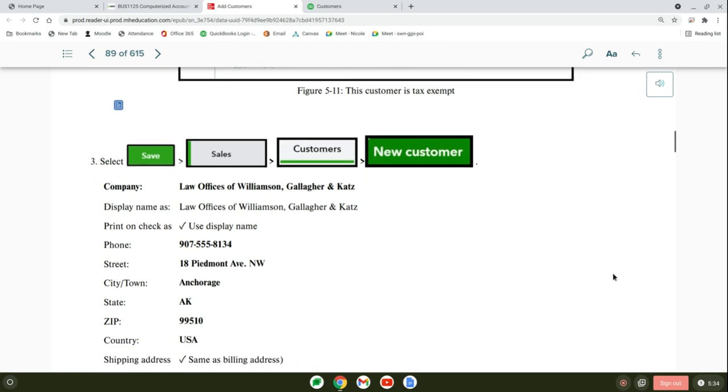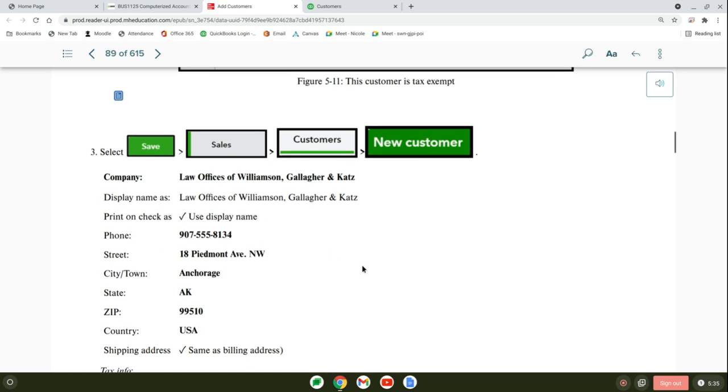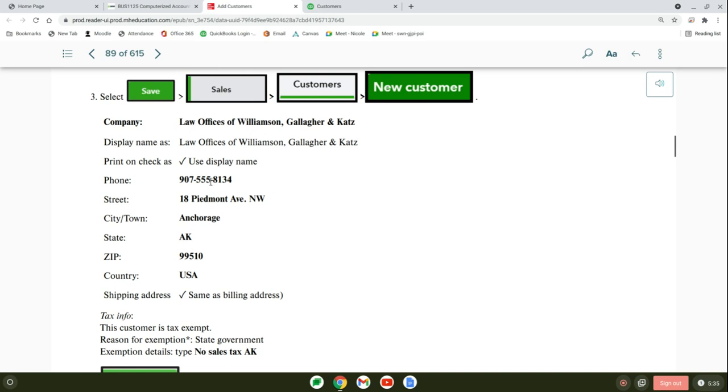Now here's the second one, law offices of Williamson, Gallagher, and Katz. So you're gonna go to customers and you're gonna go to that new customer green button so you can add a new one, and that customer information pop-up is gonna come in, and under company you're gonna write law offices of Williamson, Gallagher, and Katz. Under that you'll see display name and it'll automatically populate, and then it should also populate into print on check as. They have a little check mark, so you could put the check mark there. It should be populated already there for you. And we'll skip this because this comes out a little later.